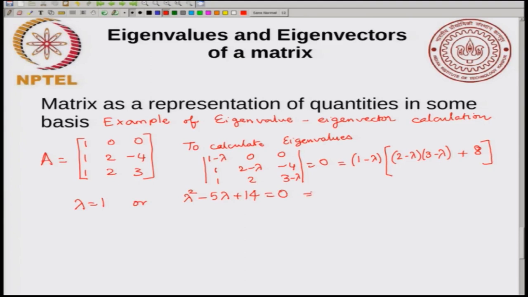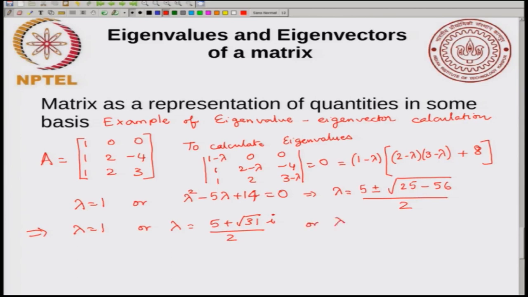Okay, and this implies lambda is equal to 5 plus or minus the square root of 5 squared, which is 25, minus 14 times 4, which is 56, divided by 2. So therefore lambda equal to 1, or lambda equal to 5 plus root 31 times i, where i is the unit imaginary number, divided by 2, or lambda equal to 5 minus root 31 i divided by 2. So these are the three roots of this secular equation, and these are the three eigenvalues. So we have calculated the three eigenvalues.